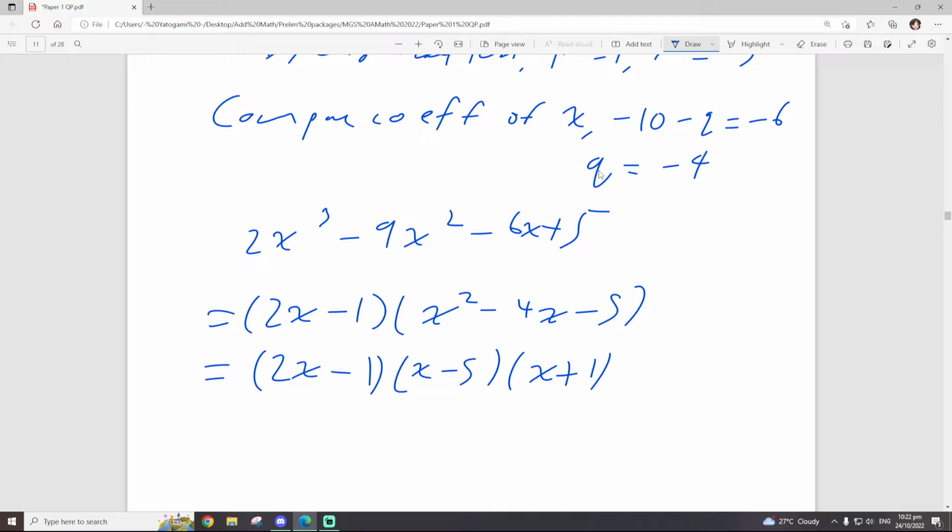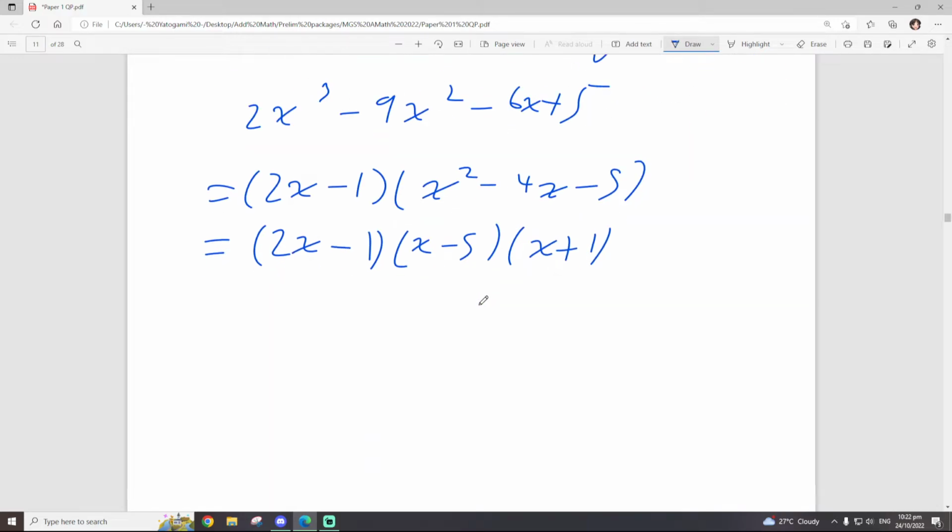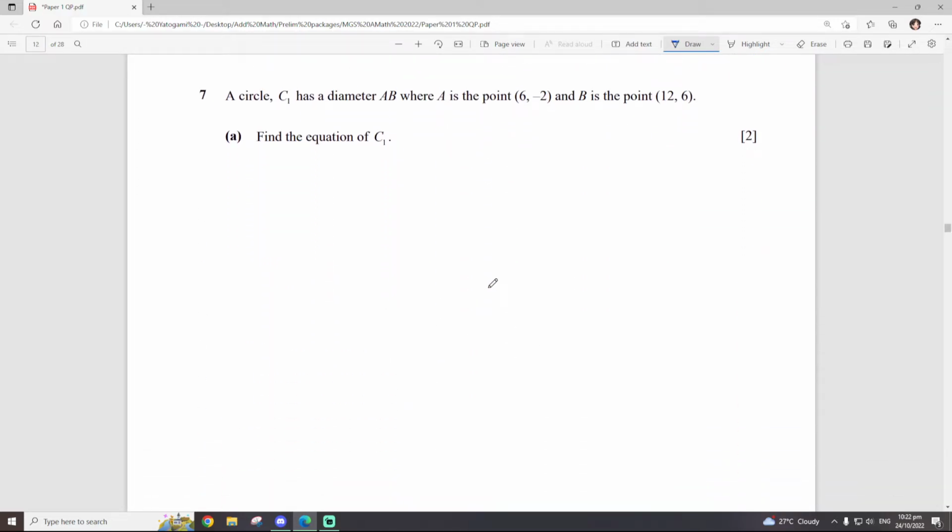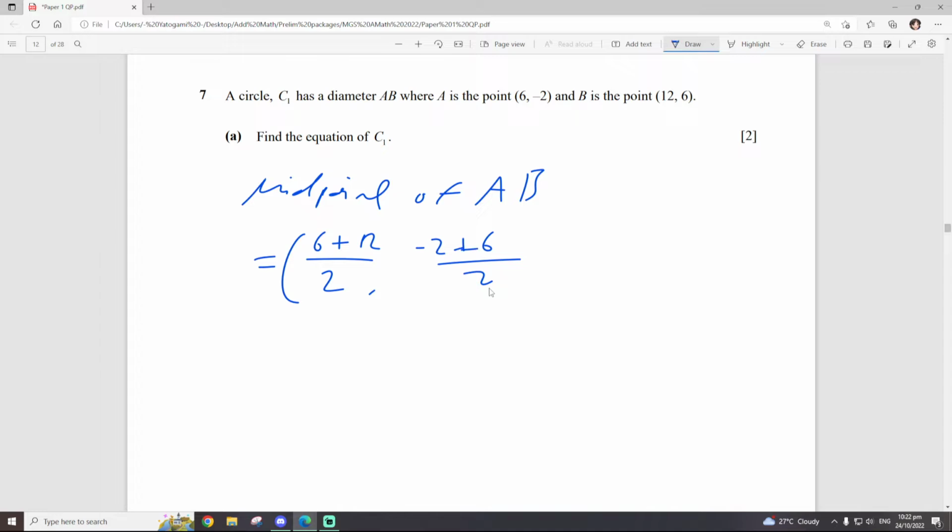Okay, so that should be it. A circle C1 has a diameter AB. So the midpoint of AB will be the center of the circle. So you have (6 plus 12) divided by 2 and (minus 2 plus 6) divided by 2, which gives you 9 and 2. Okay.